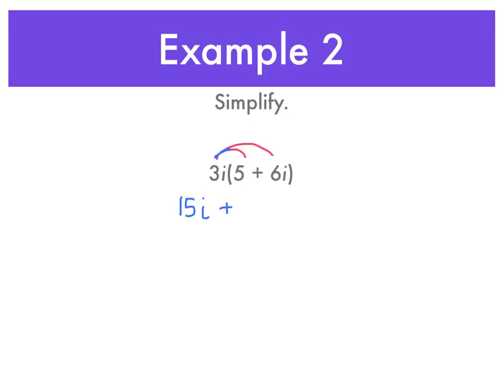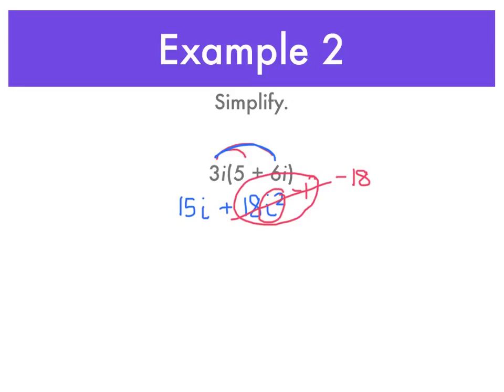plus 3i times 6i. Well, 3 times 6 is 18, and i times i is i squared. So remember, anytime you're multiplying an i by an i, you're going to get an i squared. But then also remember that that i squared is really equal to -1. So really this whole thing, the 18i squared, is really a -18.